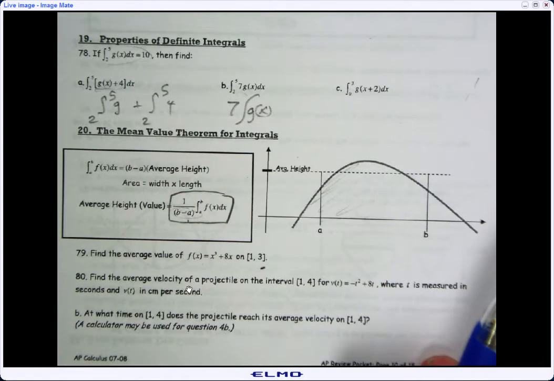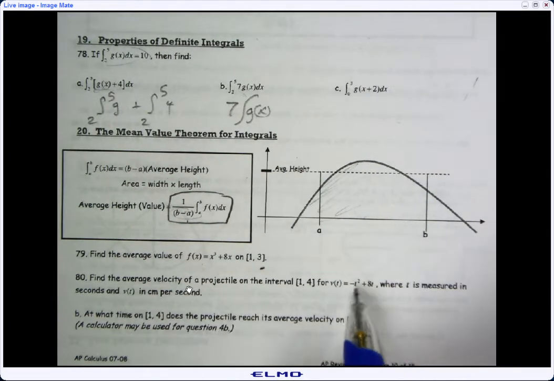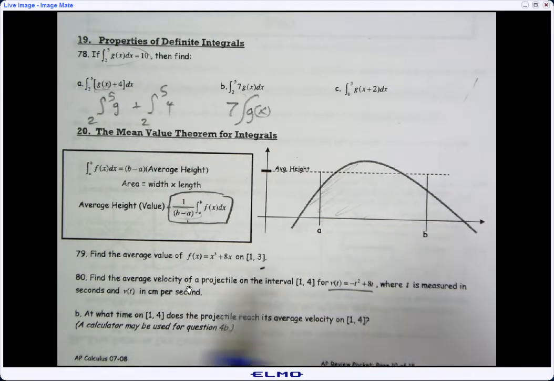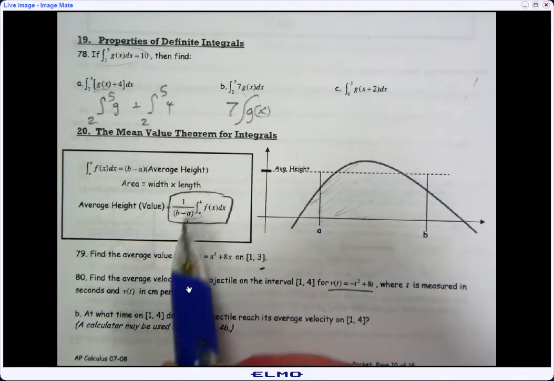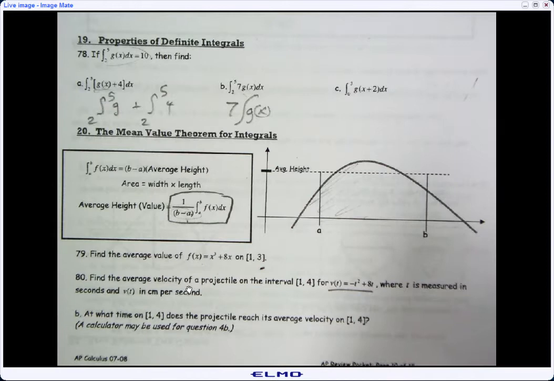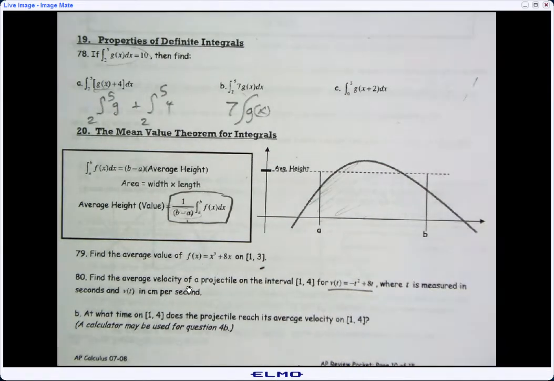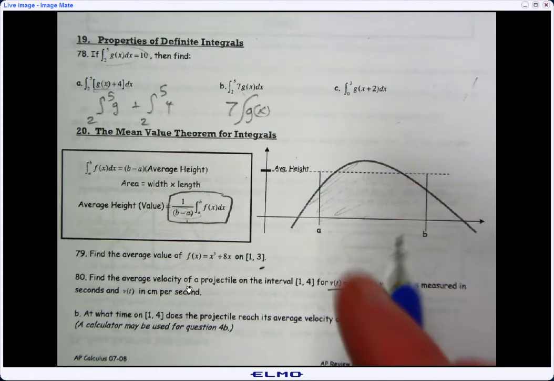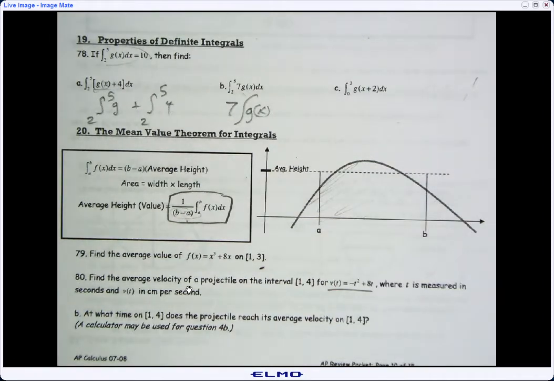Whenever you see average value or average, you have to consider this formula. If they give you the velocity function and ask for the average velocity, you're going to use this. If you know the function for displacement and they ask you for average velocity, you're going to use the slope formula, because the mean value theorem is a similar connection with slope as with integrals here.